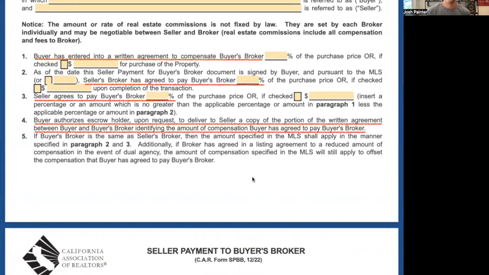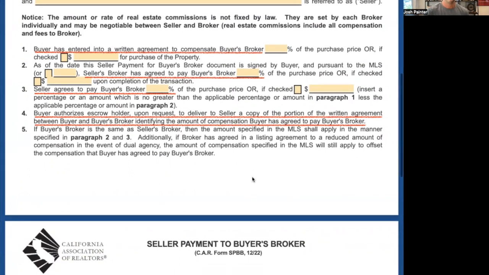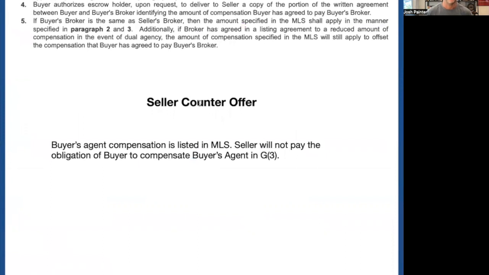If you are representing a seller and you get this form, here's the language: seller counteroffer. Buyer's agent compensation is listed in MLS. Seller will not pay the obligation of buyer to compensate buyer's agent in G3. That's the language. If you're on the listing side, anytime this comes across, counter it out, because your seller is not going to be paying the buyer's agent's commission. The buyer will be. And if you are on the buyer side, don't check the box. We don't need this form. Any questions? Shoot me an email or put them in the comments.